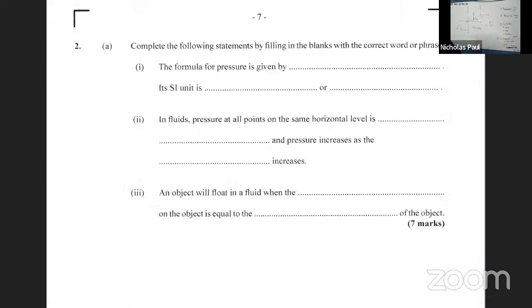And an object will float in a fluid when the upthrust on the object is equal to the weight of the object. That's okay? So an object will float if the upthrust equals the weight. Everybody okay with that? Seven easy marks there, right? Seven easy marks. Are you okay with that?